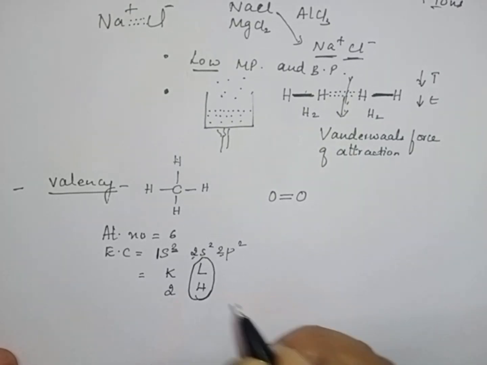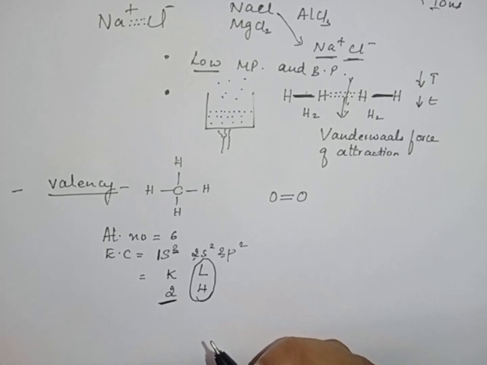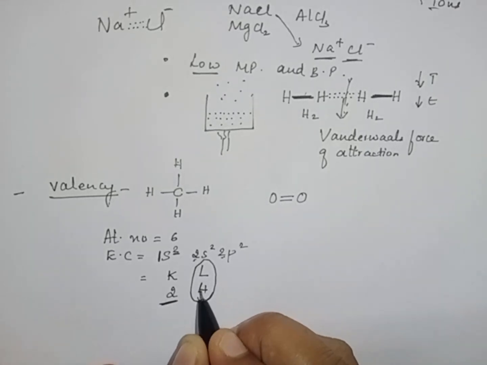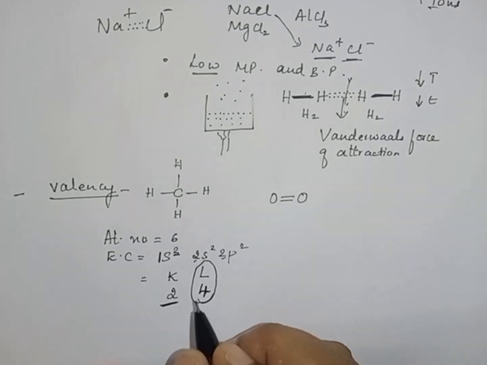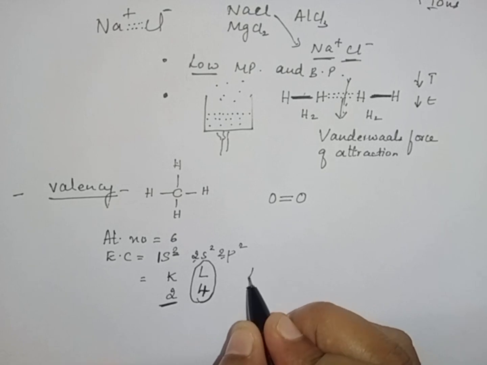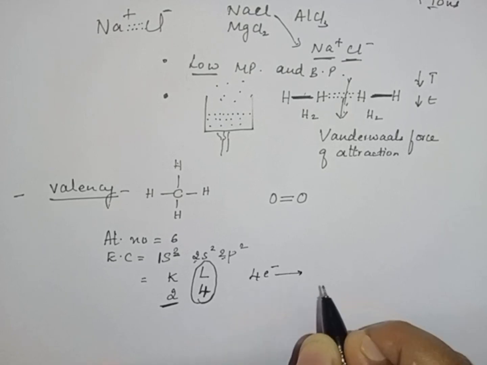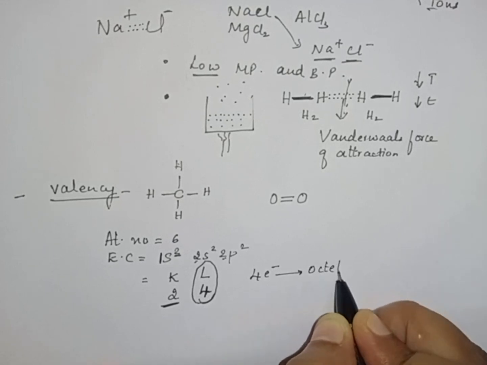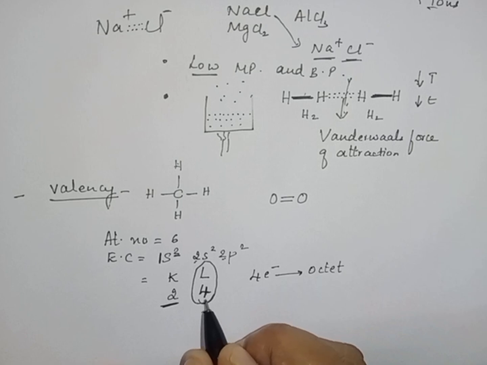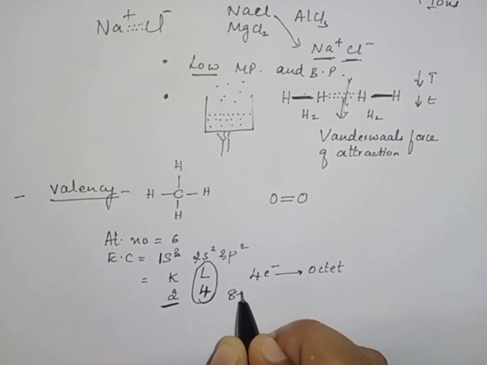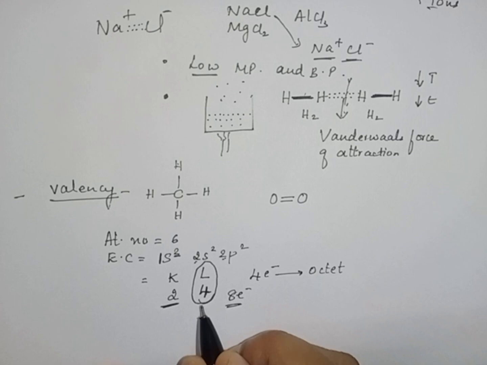This is very important. The inner electrons are not important. Whatever chemical reactions you will see, this is because of the valence electrons. It has only 4 electrons. It requires 4 more electrons to attain octet. What is octet? Octet rule says that any element will be stable if the valence shell has 8 electrons. It has only 4 electrons. It requires 4 more electrons to become stable.